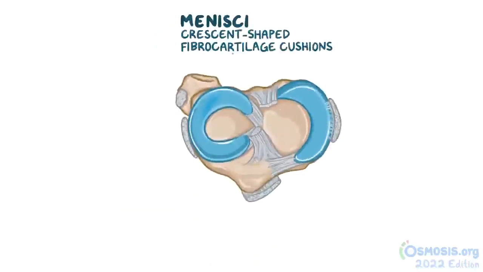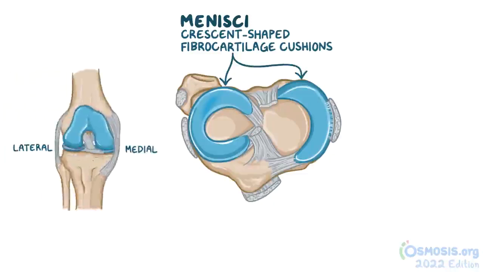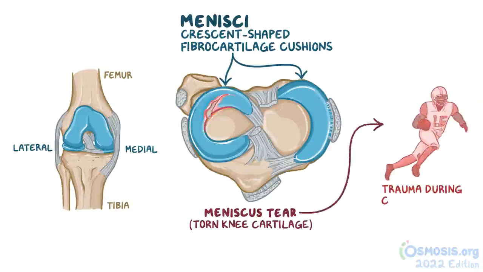The menisci are crescent-shaped fiber cartilage cushions found in the knee joint. Normally there's the medial and lateral menisci between the femur and tibia, so a meniscus tear, more commonly known as a torn knee cartilage, is when one of the menisci of the knee is torn. This usually occurs during a trauma during contact sports.